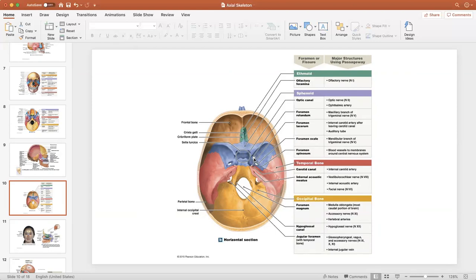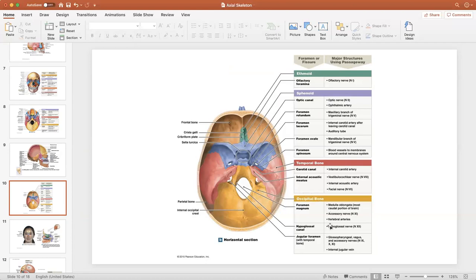And then the different holes here: we have the optic canal, which we talked about. The foramen rotundum is an additional one that we can see right here, and that holds cranial nerve 5. The foramen lacerum we talked about, the ovale, and then the foramen spinosum, which is just blood vessels going through. Then we talked about the carotid canal, and we see the internal acoustic meatus from this view, which carries cranial nerves 8 and 7.